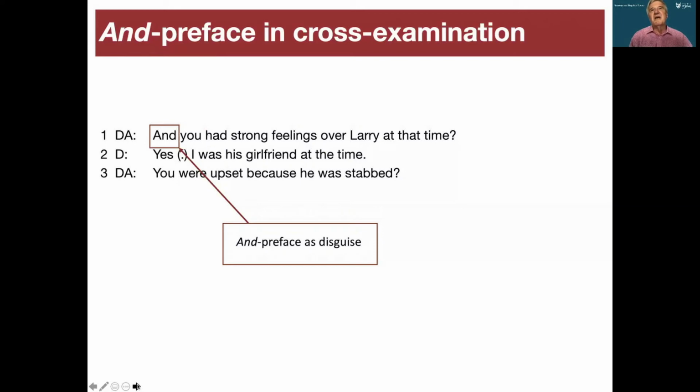That is to say, the "and" neutralizes or disguises, as it were, the long-term purpose, the project of which this question is the initial opening salvo. That question gets a yes, an agreement, and then in line 3, he can build on that with, "You were upset because he was stabbed." She denies that in various ways, but we've seen that already. So in other words, the and-preface here is strategic by neutralizing the direction in which he's going with this question, trying to disguise that. That's all I'll say about that.